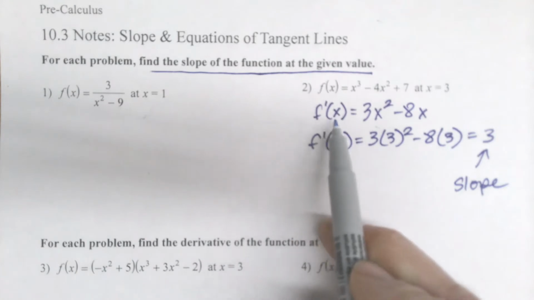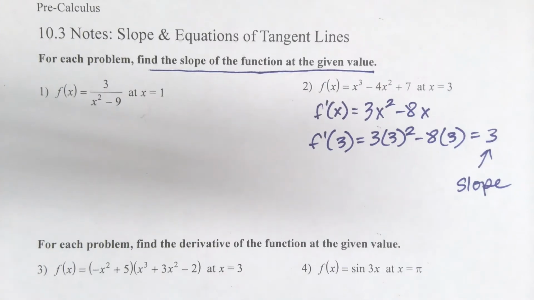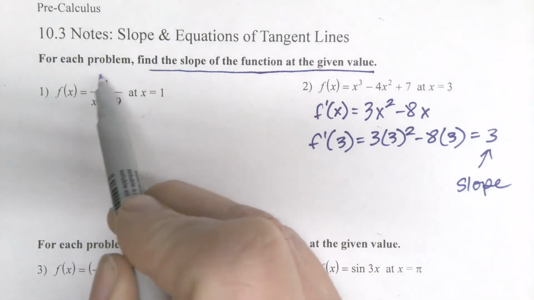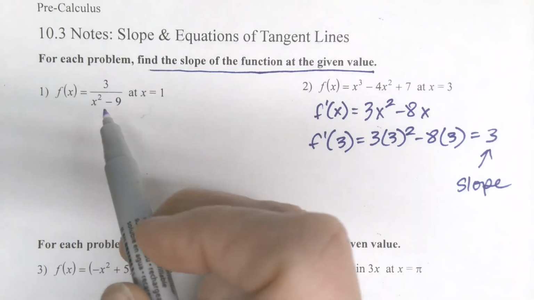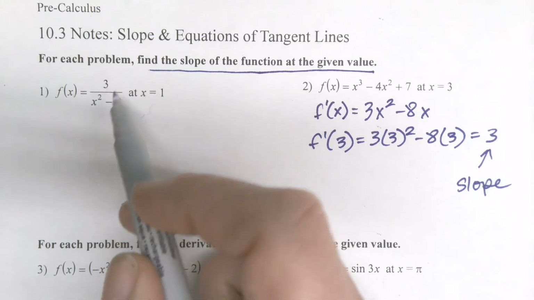I jumped to problem number 2 because number 1 is a quotient, and normally we would jump in and do the quotient rule, but I'm actually going to do a different method here. Instead of using the quotient rule, I'm just going to show you another option using a negative power, because I can, and it's not something that you have to do. You could go through and do the quotient rule on this problem. I just want to show a different option.